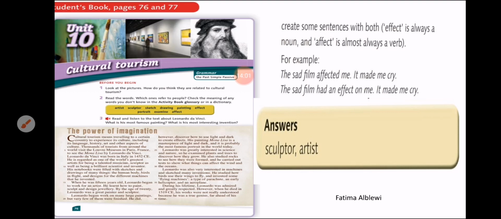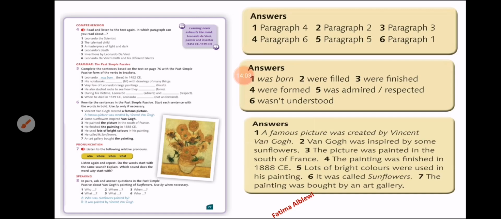Now let's go to page 77. Exercise number 4. Read and listen to the text again. In which paragraph can you read about? Now here we have Leonardo the scientist. Yeah, paragraph number 4. Now here we have 6 paragraphs, okay? Paragraph number 4 begins with line 25.